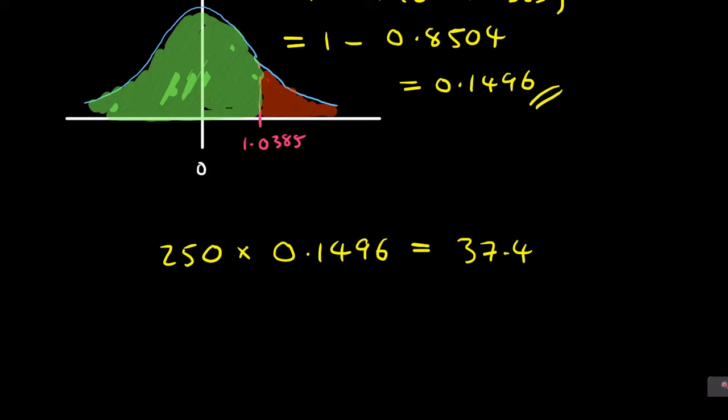Now, the mark scheme says you can have 37 or 38. Not great. I would round down, but either is acceptable. So basically we take our probability that we are greater than 20 minutes, we times by the total number, and then we got to leave this as an integer value because we need to recognize that we can only have integer values of students.